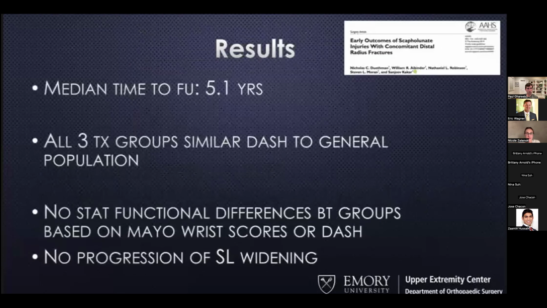They had really good follow-up of about 5 years, and basically all 3 groups had DASH scores similar to the general population. They found no statistical differences between groups based on the Mayo scores or the DASH, and no progression of SL widening. So really what we're seeing here is that maybe fixing these at the time of the distal radius fracture, or even in the subacute setting, doesn't change outcomes at all.